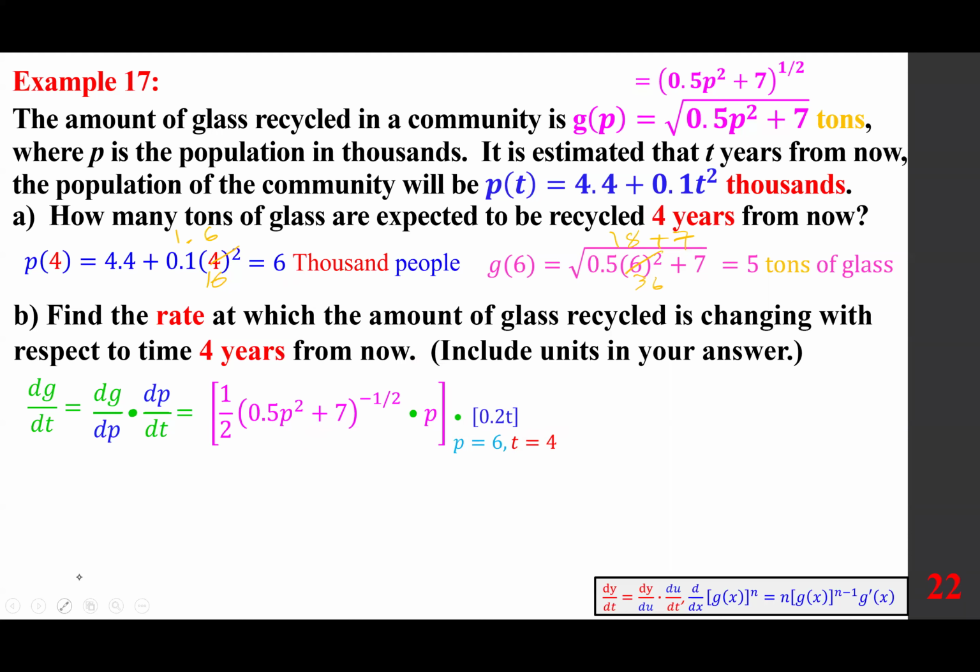Again, reminding you that this part is just this part, and this part is this entire bracket. So how do we put it together? A fraction bar. In the numerator, you have 1, you have P, and you have 0.2t, so you have 0.2Pt. In the denominator, you have 2, and this guy with a negative 1/2 goes down, positive 1/2 becomes the denominator, and 0.5 P squared plus 7 to the power of positive 1/2 is the square root. Again, we are keeping P at 6, t at 4.